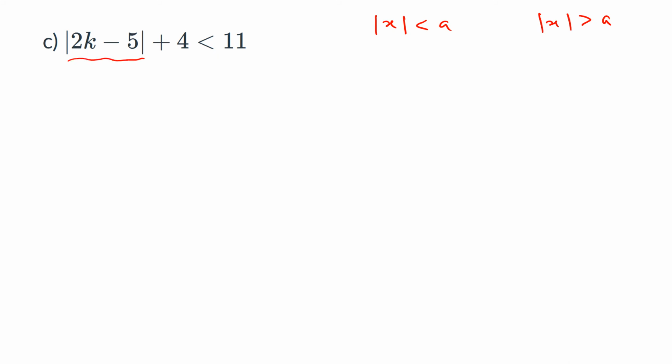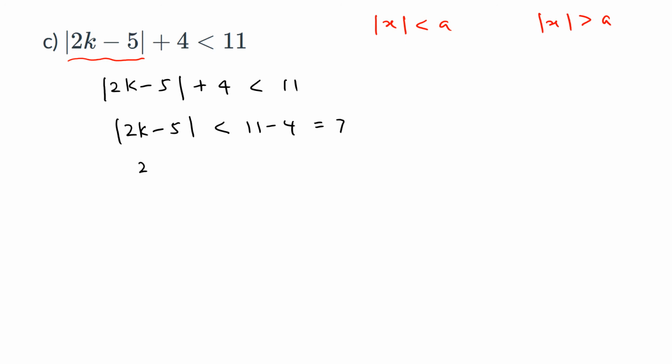To isolate that, you're going to subtract 4 from both sides. So that's the starting point. We have |2k - 5| + 4 < 11. When you subtract 4 from both sides, you get |2k - 5| < 11 minus 4, which is 7. Now you can see this is of the form |2k - 5| < 7.